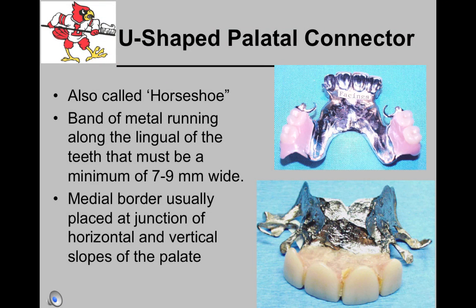It's also called the horseshoe in our textbook. It is a band of metal that runs along the lingual of the teeth and must be a minimum width of 7 to 9 millimeters. The medial border usually is placed at the junction of the horizontal and vertical slopes of the palate. Note the ones pictured to the right.